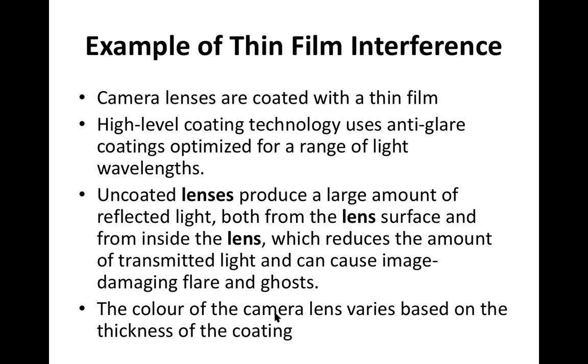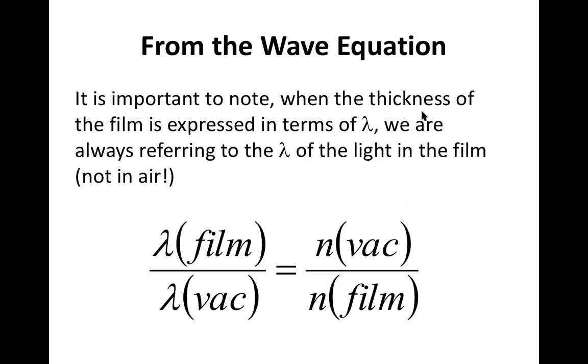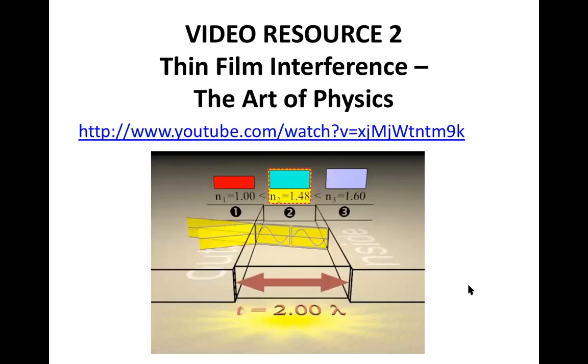The color of the camera lens is based on the thickness of the coating. So you might have an example problem where you have to calculate the thickness of a camera lens coating based on the color of the light that you overall see. From the wave equation, it is important to note that when thickness of the film is expressed in terms of wavelength, we are always referring to the wavelength of the light in the film, not the air. And there's this relationship here because of the universal wave equation.